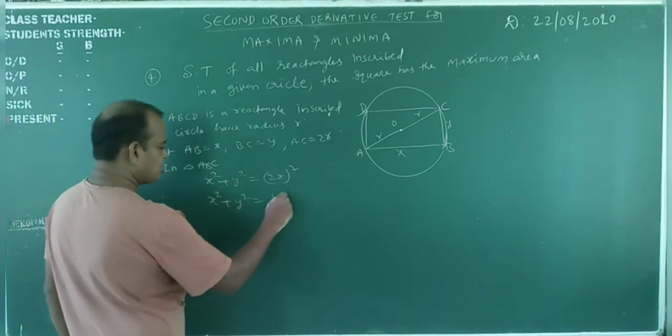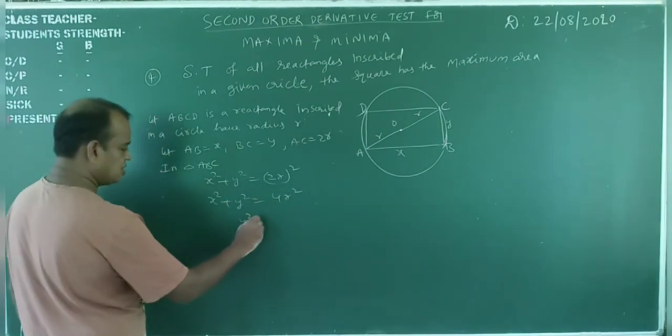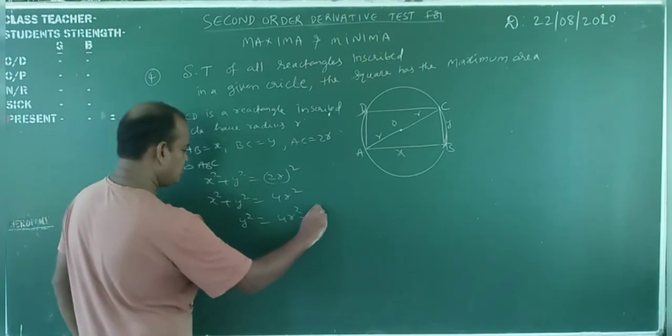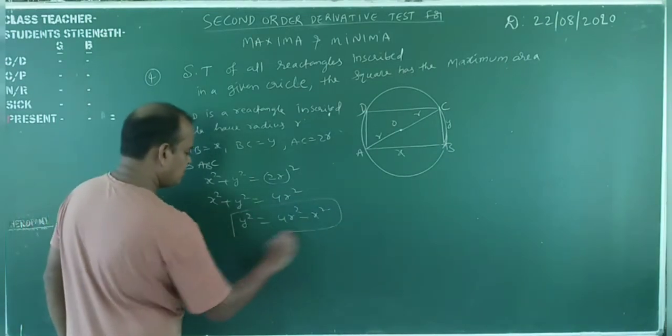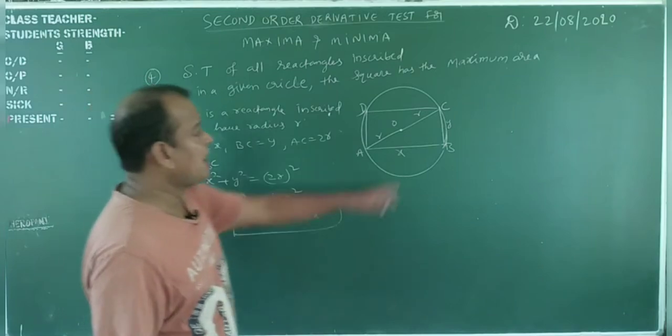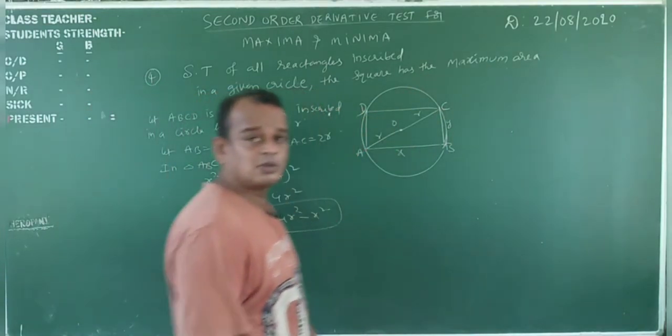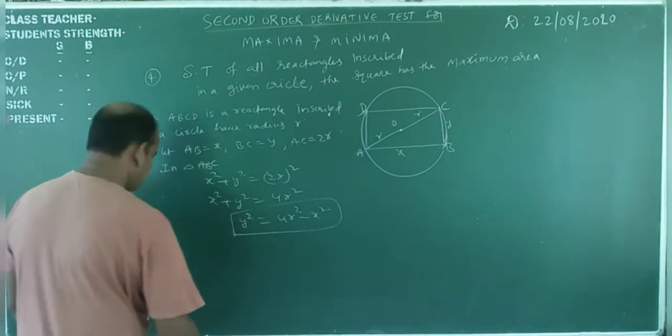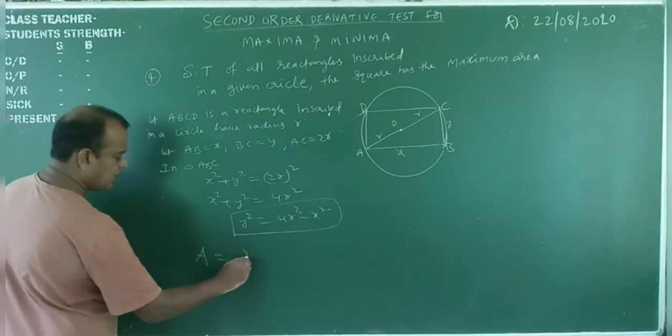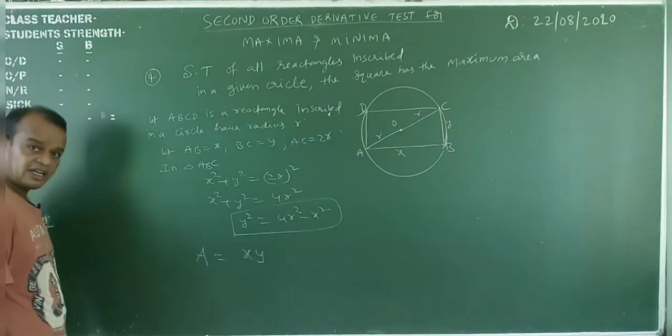That equals 4r square. From here you will find y square is equal to 4r square minus x square. Now, what is the function? Area is maximum. Now, area of the rectangle. You know that area of the rectangle A is equal to x into y. Area of the rectangle is x into y.